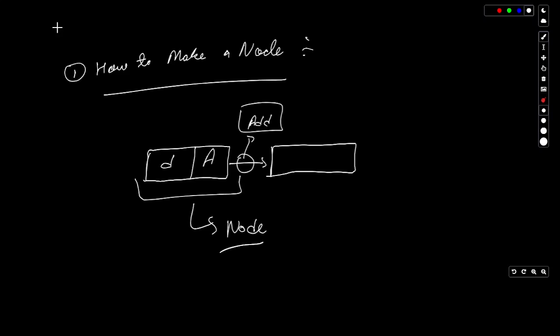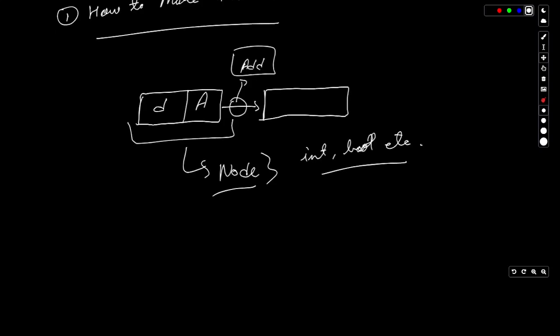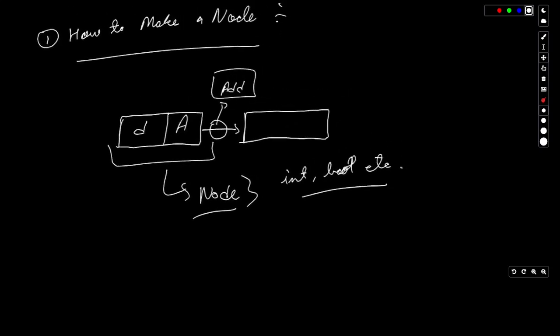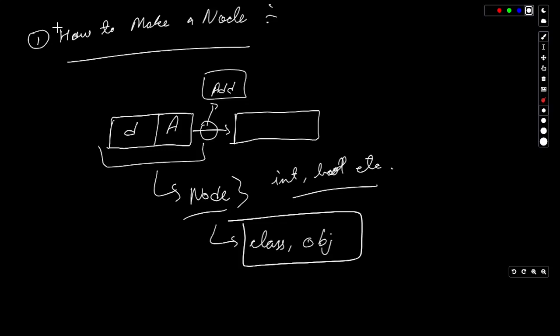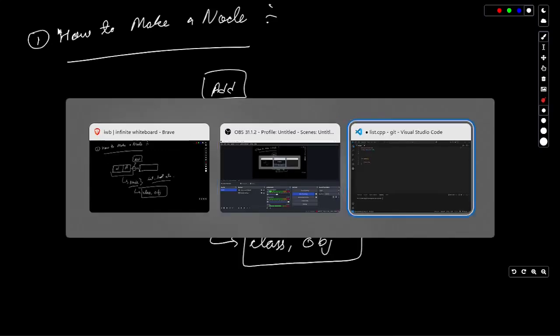This is not a primitive data type such as int or bool. So what we will be doing is taking the help of object oriented programming in C++ to make a user defined data structure, which will be implemented through class and objects. And through object oriented programming, we'll be making a node. So how to make a node at first?